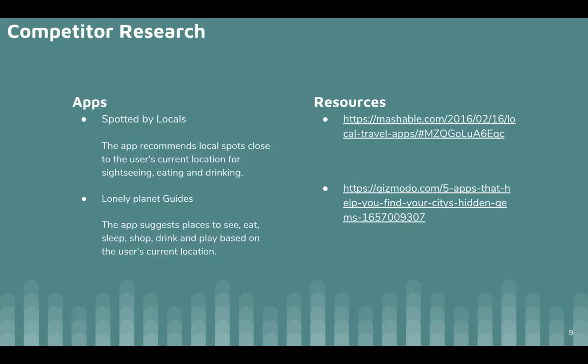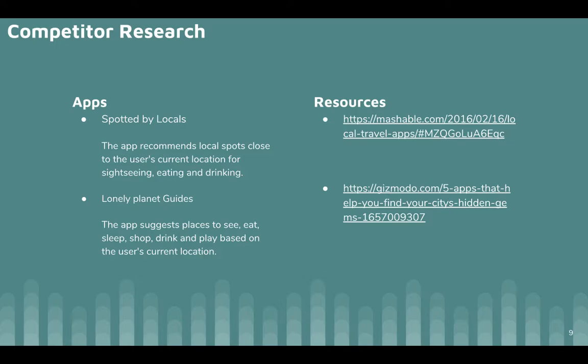And about the competitor research, I found two apps really interesting. One of them is called Spotted by Locals, and this app recommends local spots close to the user's current location for sightseeing, eating, and drinking. It's the closest app to my idea, and they're doing just fine, I think, but the design is terrible. So I chose this one as my competitor app.